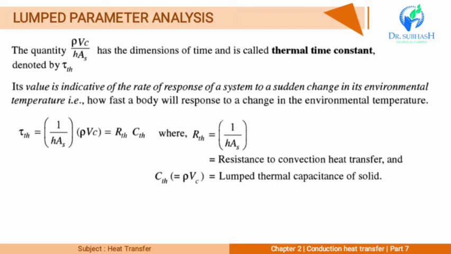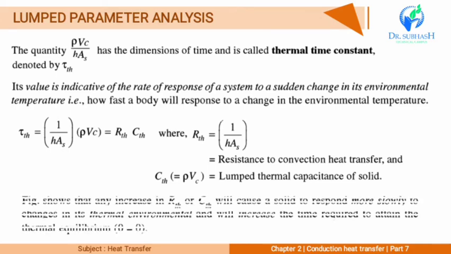So tau suffix th is equal to 1 upon hA multiplied by rho Vc, and is equal to Rth multiplied by Cth, where Rth is equal to 1 upon hA, that is the resistance to convective heat transfer, and Cth is equal to rho into V into C, the lumped thermal capacitance of the solid. The figure shows that any increase in Rth or Cth will cause a solid to respond more slowly to change in the thermal environment and will increase the time required to attain thermal equilibrium.